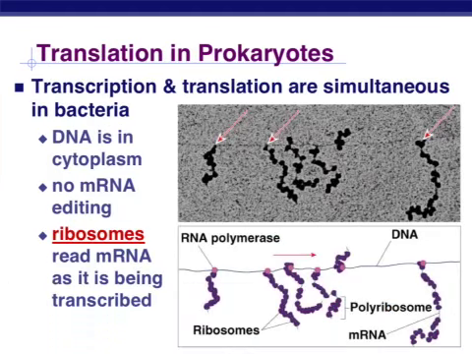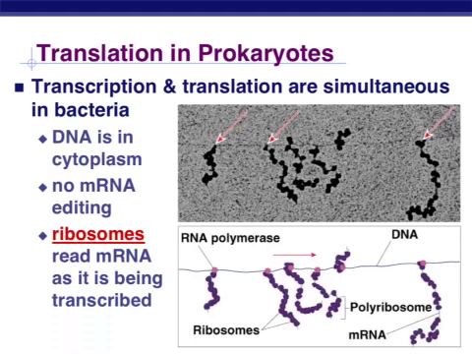Now in prokaryotes, transcription and translation are simultaneous. And here's an example of how it happens in bacteria. So the DNA is in the cytoplasm. We don't need to edit the mRNA because there's no introns. There's nothing to cut out. And because the DNA has always existed in the cytoplasm, there are also no enzymes that will chop it up, because if there were, the DNA would have been chopped up already.